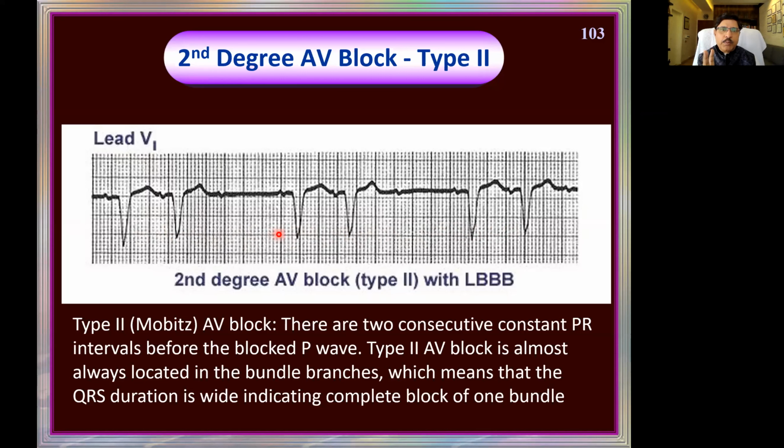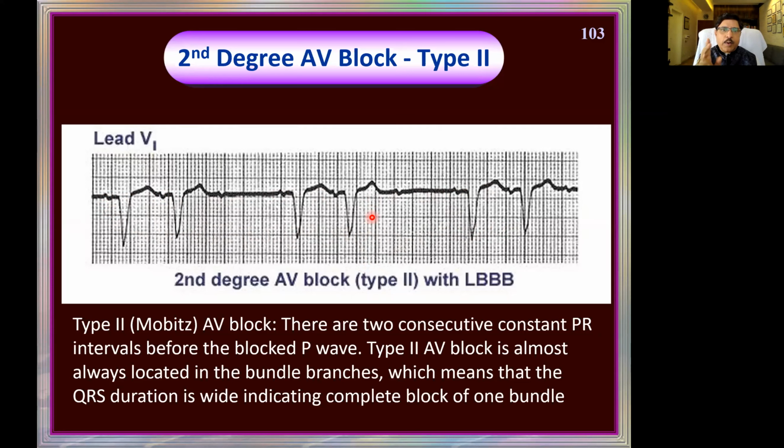So type 2, there is no progressive lengthening of the PR. How do we know? This is the PR, which is 1, 2, 3, 4, 5.2. And this is also the same. All the PRs are the same. There is no progressive lengthening of the PR.